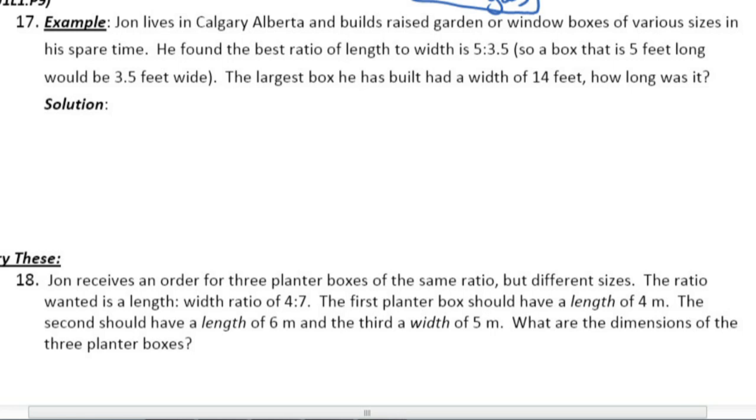All right. Let's write down our ratio as a fraction to begin with. So we had 5 to 3.5. So this is 5 long to 3.5 wide. So instead of writing it with a colon in there, we're going to write it as a fraction. Now, remember, when we deal with these, we have to have the same units on the top and the same units on the bottom.